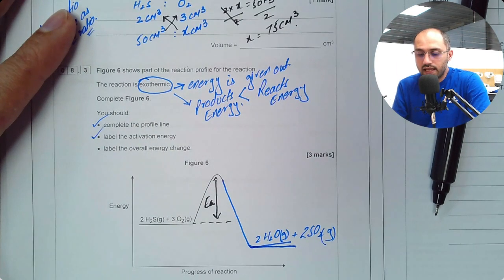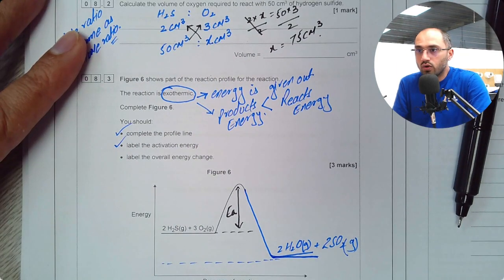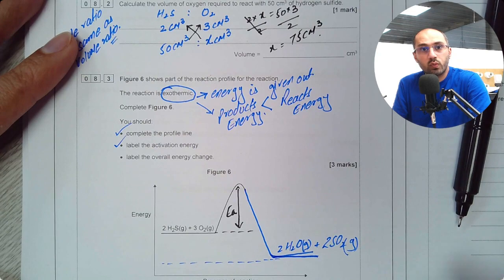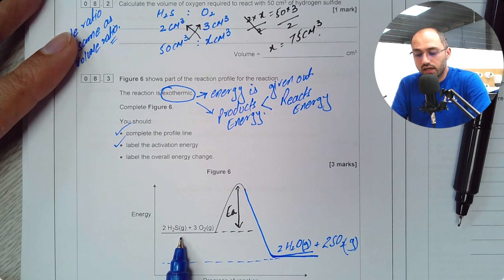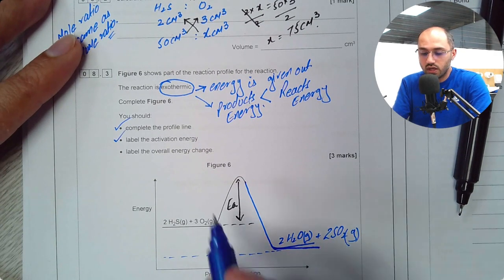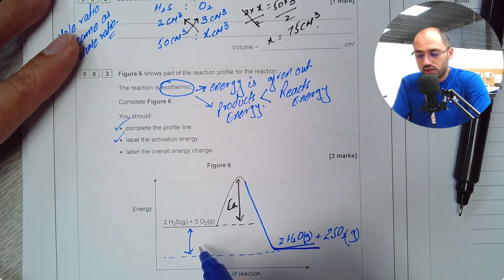Last part says label the overall energy change. The overall energy change is the difference between the energy of the reactants and the products. So this is the total amount of energy that my reactants had. This is the total amount of energy that my products have now. And this is the difference. So this is what we say delta H.